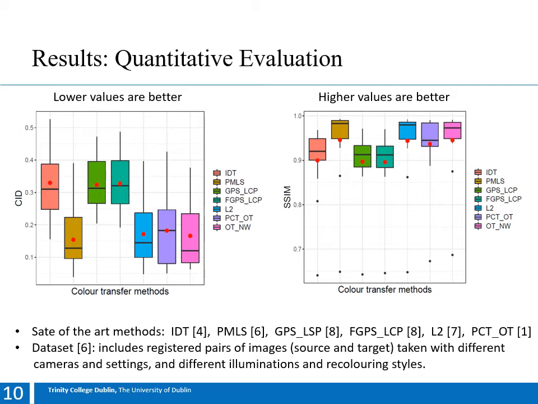In conclusion, the quantitative metrics show that our algorithm with Nadaraya-Watson smoothing performs similarly to top methods BMLS, L2, and BCTOT, and outperforms the rest of the state-of-the-art algorithms.